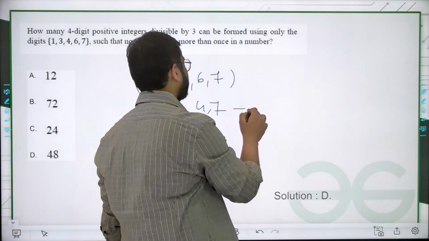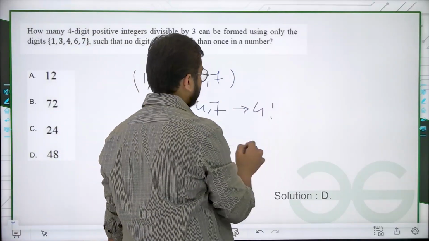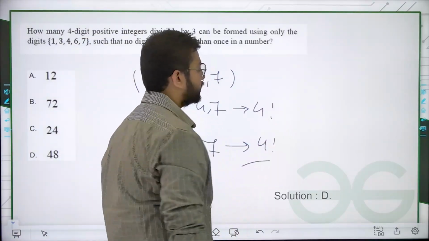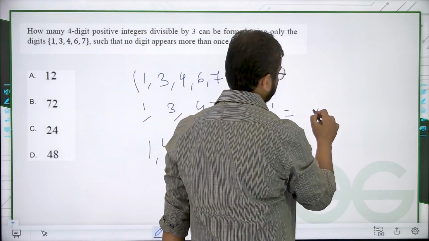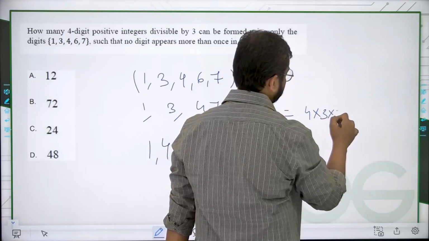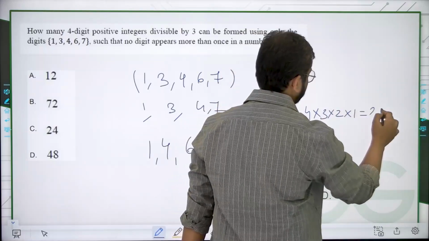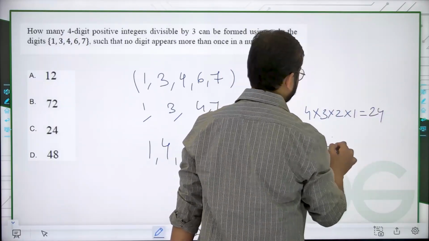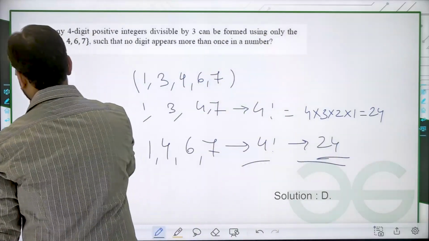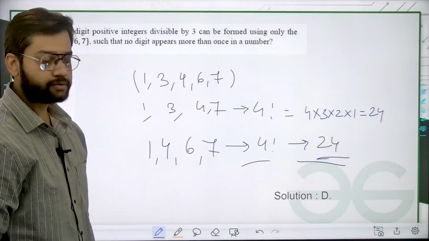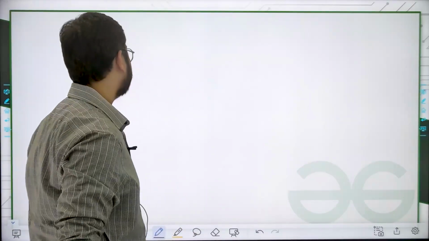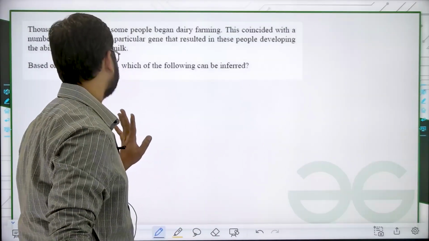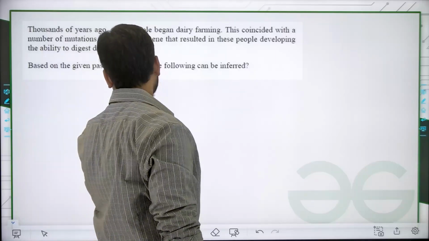For that we have 4 factorial possibilities. So 4 factorial is 4 into 3 into 2 into 1, which is 24. For this it will be 24. If we add both combinations, 48 will be the final answer for this question. These questions are not difficult. Only one question I found was a good question. Otherwise these are still easy questions.